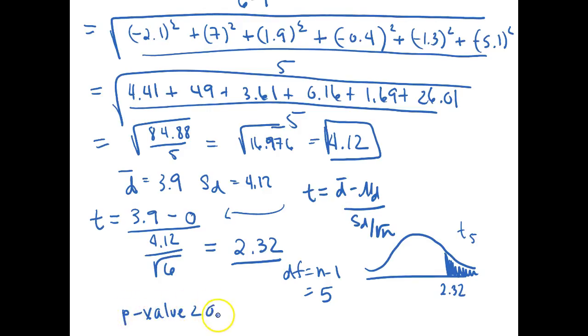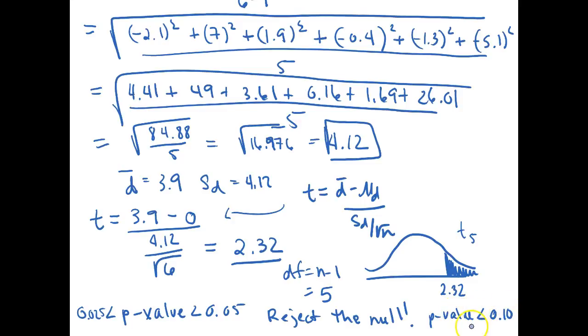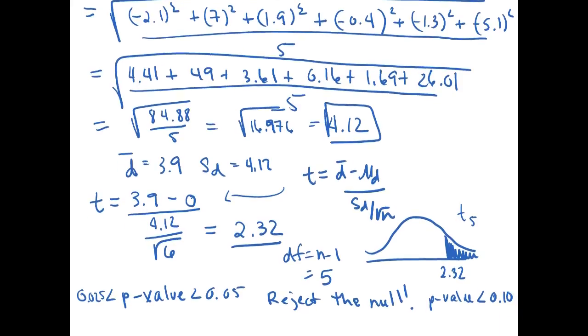So our p-value is between 0.05 and 0.025, which means that we're going to reject the null because our p-value is smaller than 0.10, our significance level. So alpha was equal to 0.10. That means that we were going to reject the null based upon our p-value.